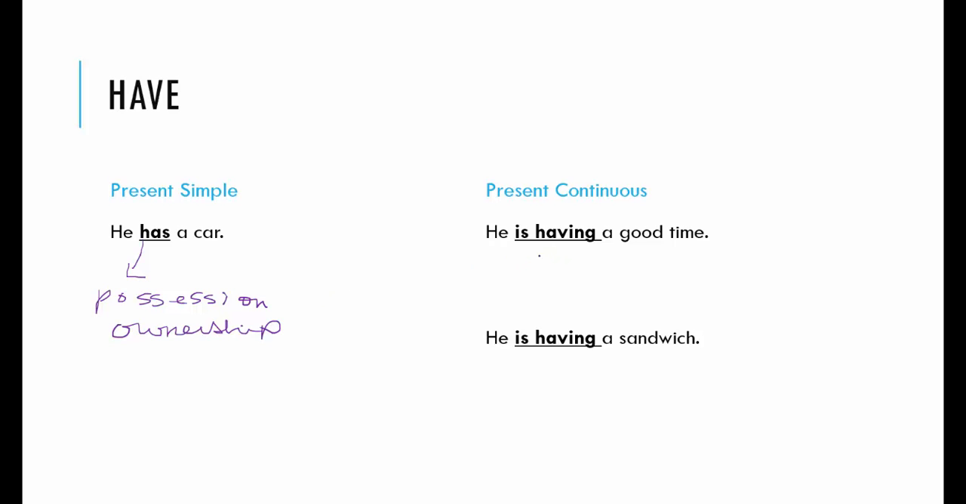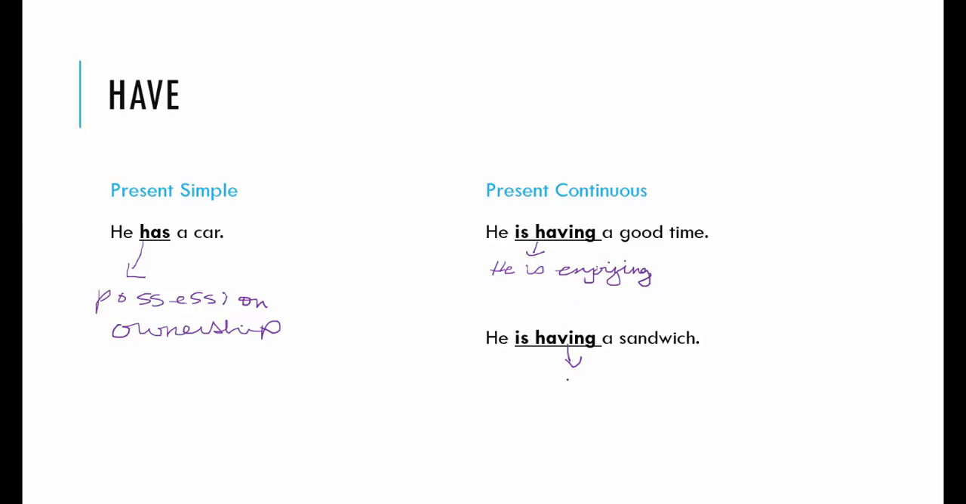In the present continuous, you can use this, but the meaning completely changes. In the present continuous, he is having means he is enjoying. The definition completely changes. This has nothing to do with possession anymore. This has something to do with enjoying. So he is enjoying himself. He is having a good time. So when you're having a good time, you're enjoying yourself. This having is actually different than that.